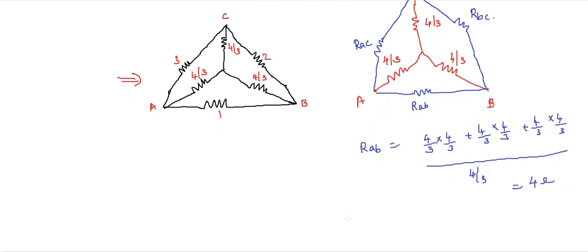Similarly, RBC is equal to the same equation, 4 by 3 into 4 by 3 plus 4 by 3 into 4 by 3 plus 4 by 3 into 4 by 3, divided by 4 by 3. It will again be equal to 4 ohm, and RAC will also be equal to 4 ohm. So we can now replace this star network with a delta, each of resistance 4 ohm. So now we are redrawing this circuit.